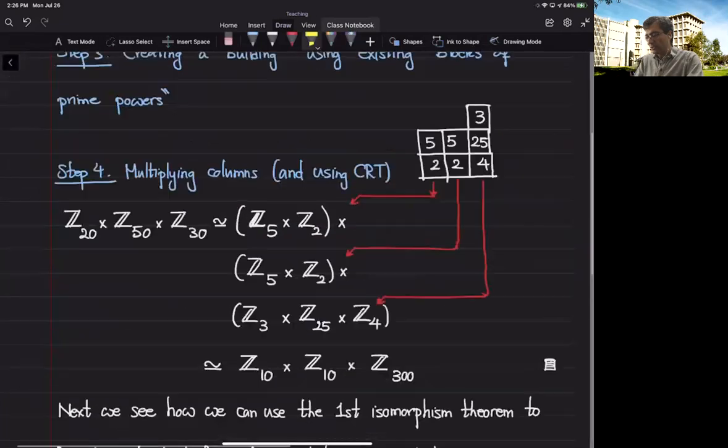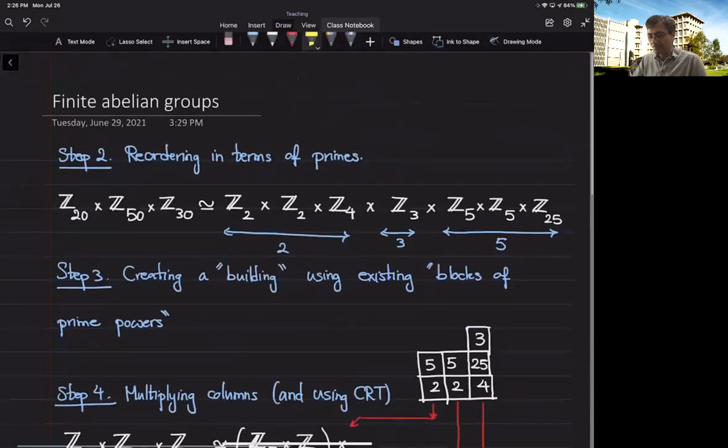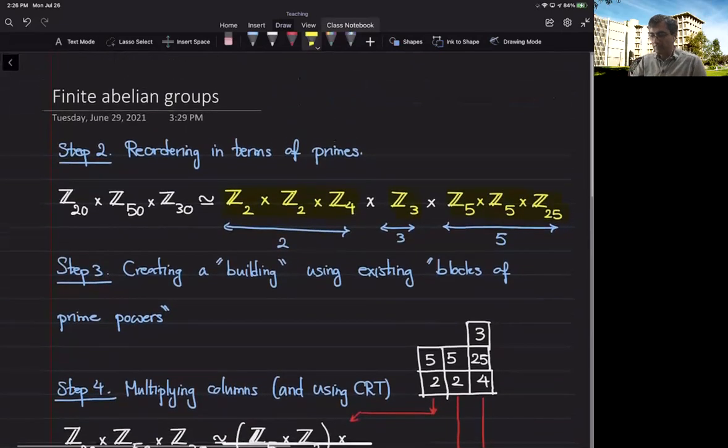Now we want to construct this building. So this is the regrouping that I was talking about: 3 factors for powers of 2, 1 for powers of 3, and 3 for powers of 5. Now we are going to construct the building. First, the max, as we can see, is 3. So let's put 2, 2, 4 at the bottom. Then we put 5, 5, 25 on top of that. And finally, we put 3 on top of those.